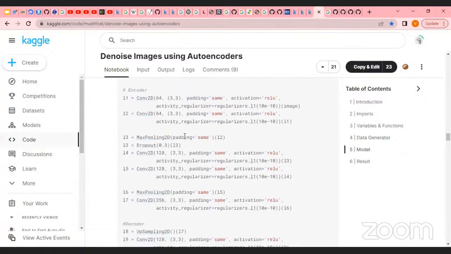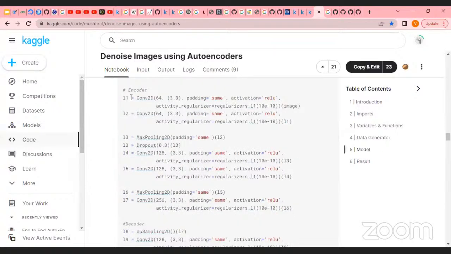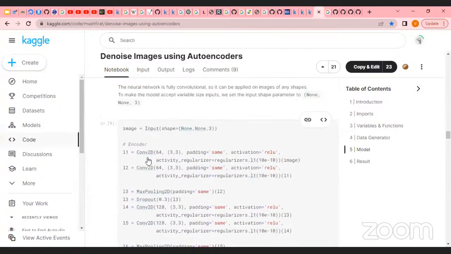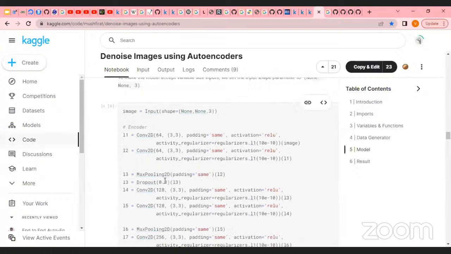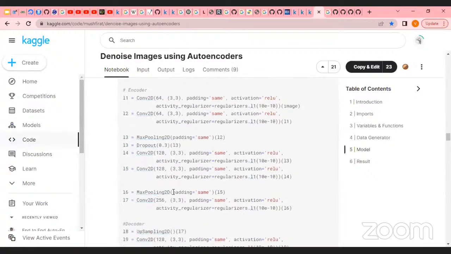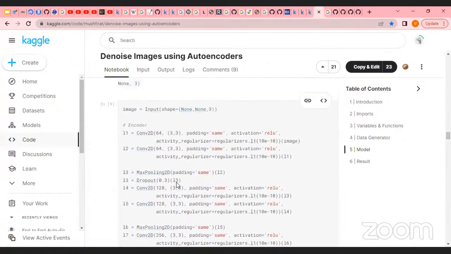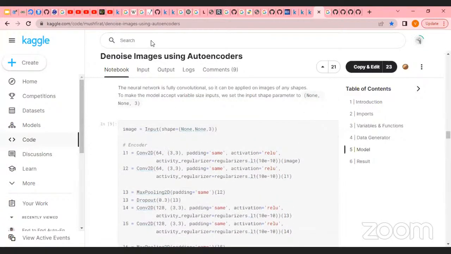Then we'll see how the encoder-decoder is built. In the encoder, we are taking 7 layers, again convolution layers only. In the encoder, we increase the filters layer by layer, and when we go to the decoder, we decrease the filters layer by layer. That is the only difference between encoder and decoder in the code. We are using the same Convolution 2D neural network.